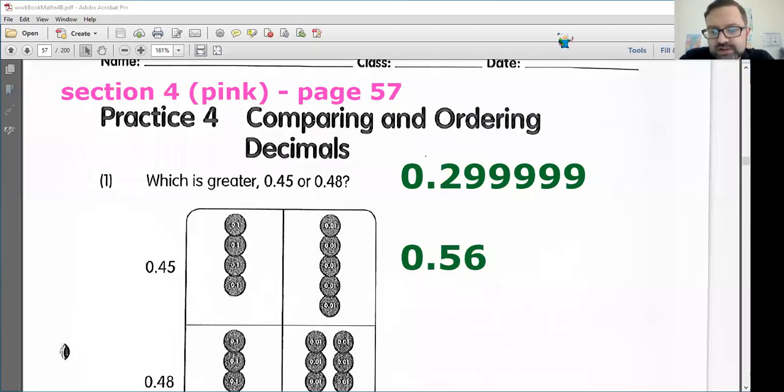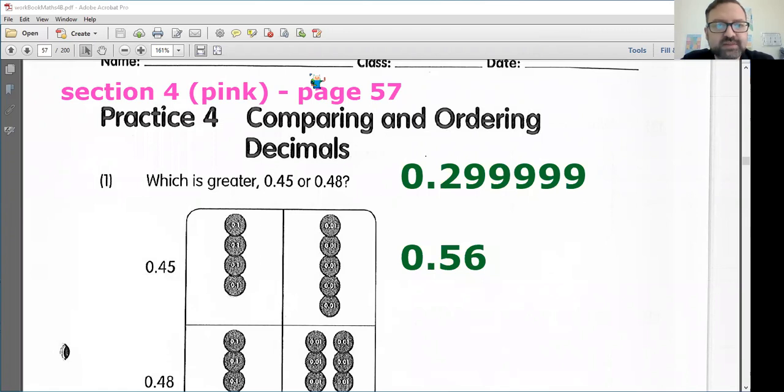Good morning, kids. It is Thursday, April 1st, and today we're going to be going over some math. We are going to continue our work on decimals today. On page 57, I am in section 4, which is pink. And once again, we're on page 57.